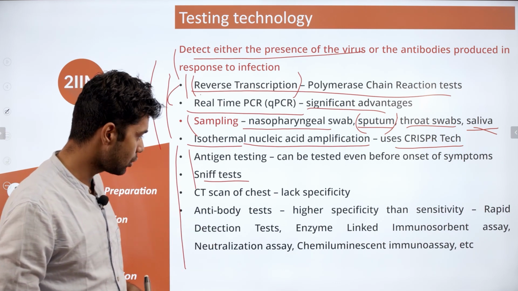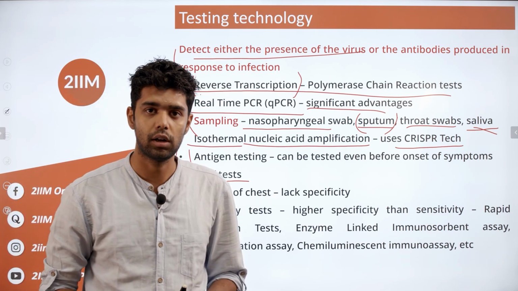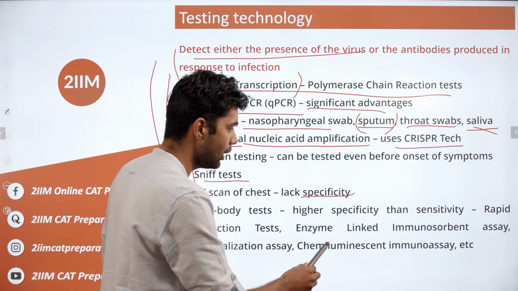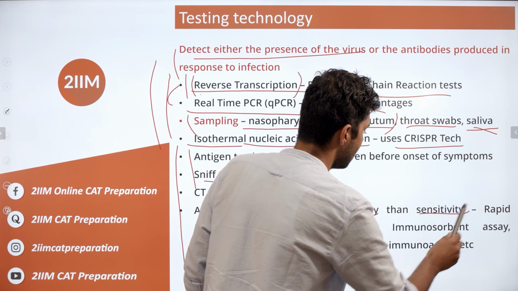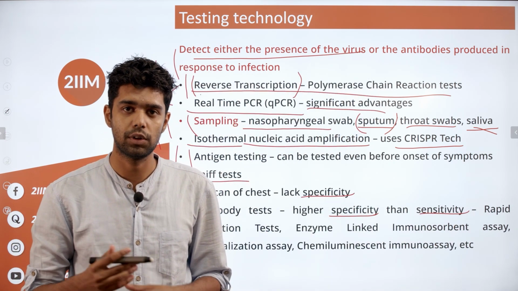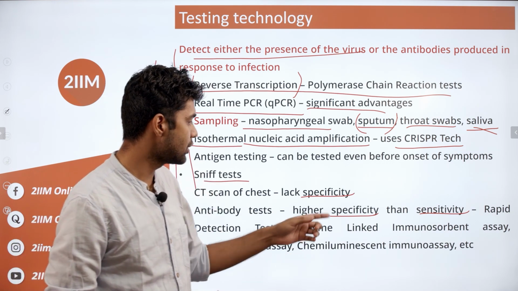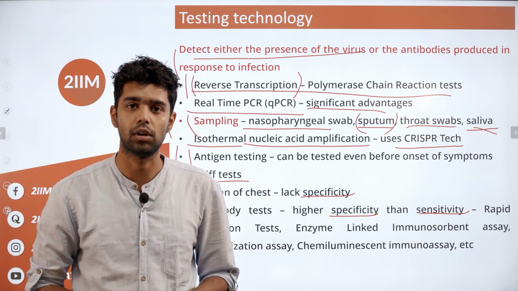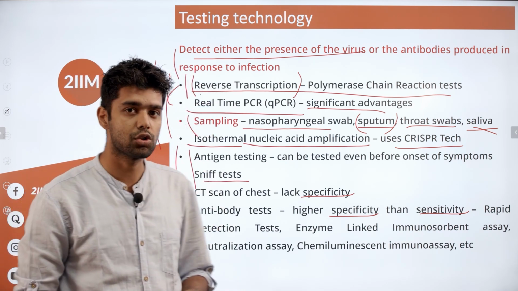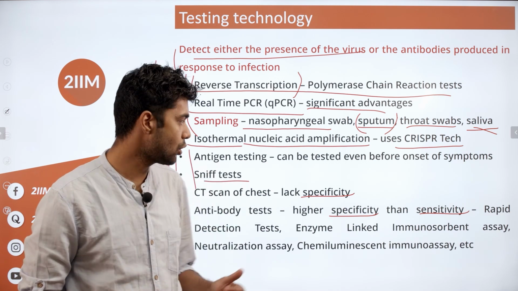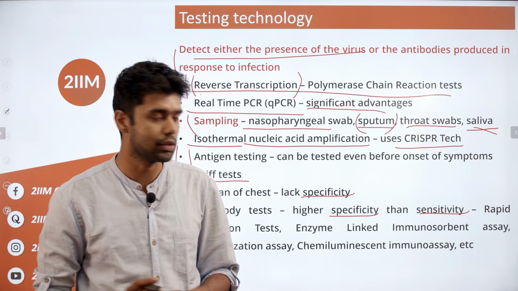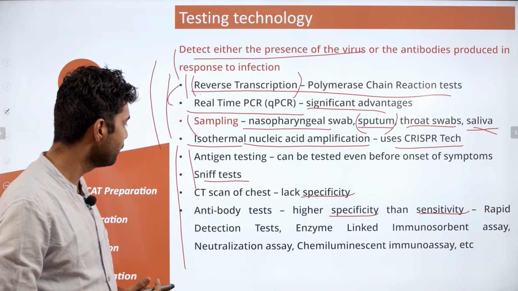CT scan of the chest is also done. It was started in China initially, but it lacks specificity. So specificity and sensitivity are two terms. Sensitivity refers to the percentage of positive cases which are actually correctly detected. Specificity refers to the percentage of negative cases which are correctly detected. So a CT scan of the chest will definitely show you the positive cases, but it is not really good enough to show you the negative cases. It cannot really say if a particular case is negative. So that is very low there.